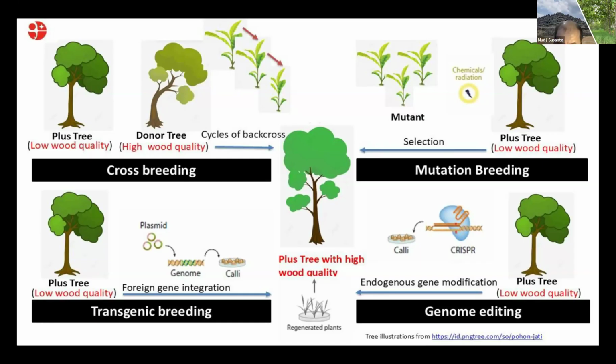A genetic engineering technique called transgenic breeding is used to insert foreign DNA into an organism's genome to produce desired features like wood properties. Isolating the desired gene, cloning it, putting it into the vector, and then introducing it into the target organism are some of the procedures involved. These methods enable accurate genetic alteration.